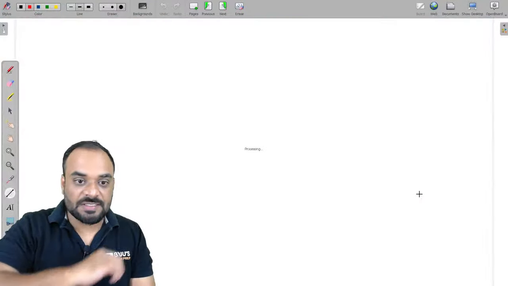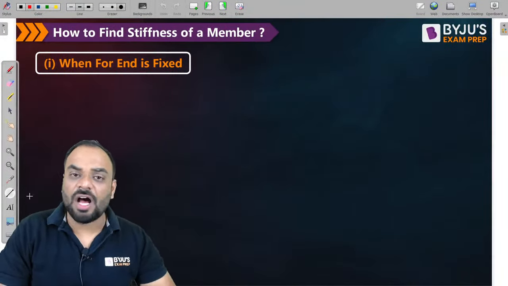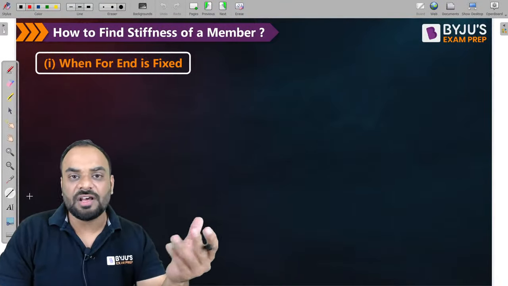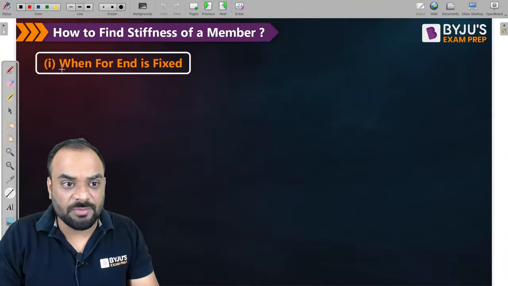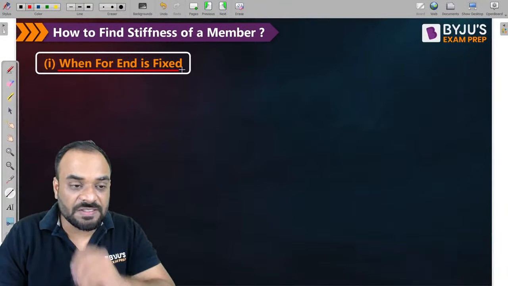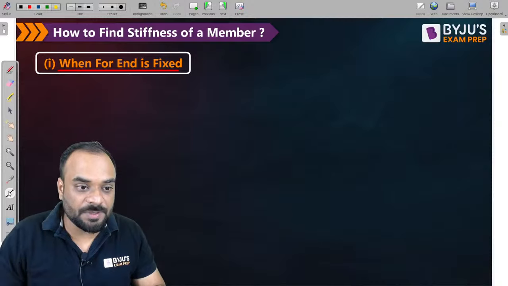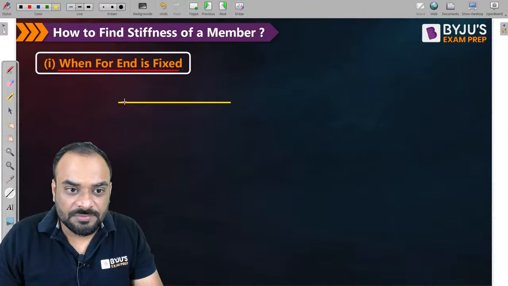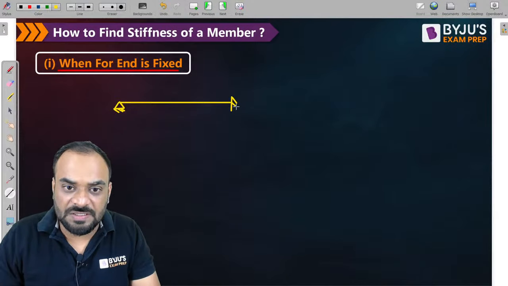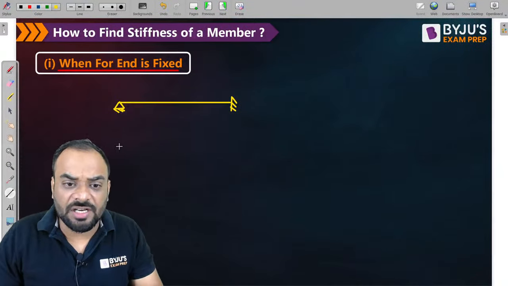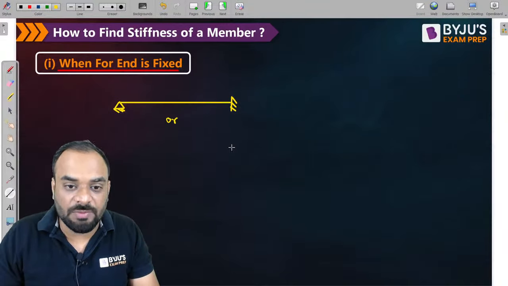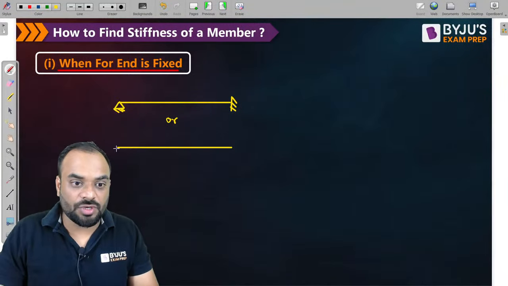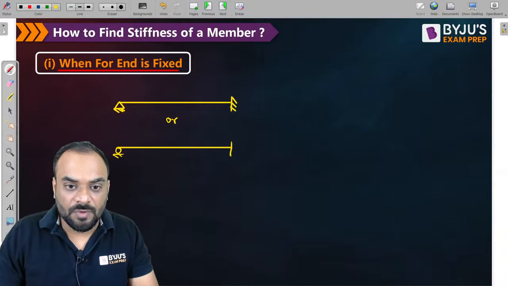Okay. Let's understand, guys, the concept of how we can find the stiffness when we have the far end as fixed, or far end as a hinge, or far end as free also. Let's understand one by one. So let us take case 1, when the far end is fixed. This support can be hinge or this support can be roller. That means our near end can be roller, or fixed, or hinge also, right? Where rotation can be possible. This is roller or this may be hinge also.